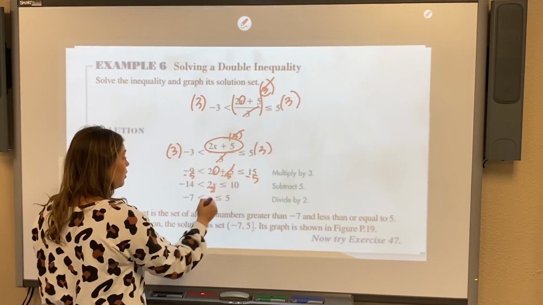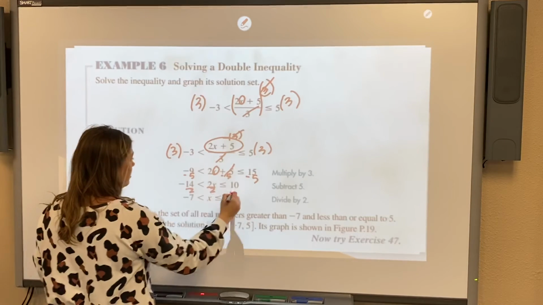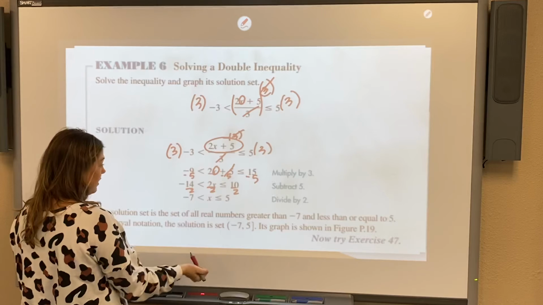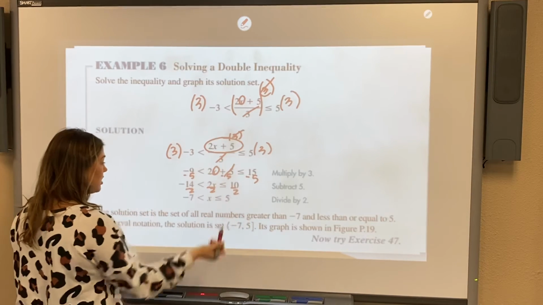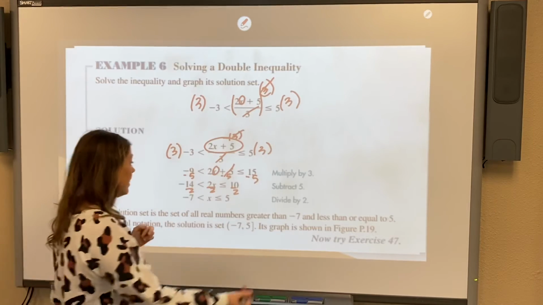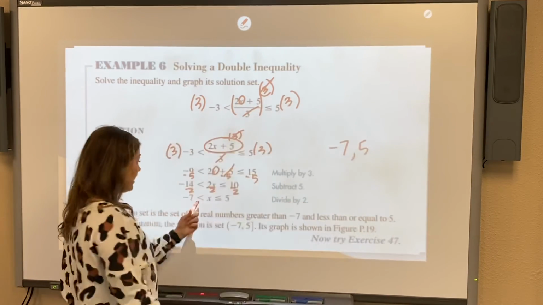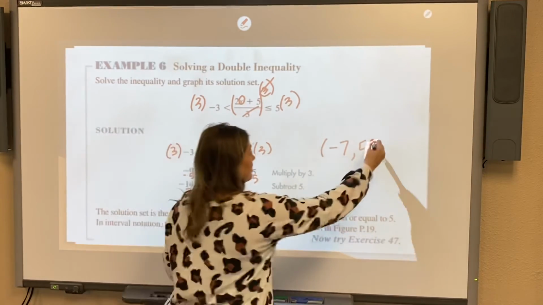Still want to solve for x. We divide by 2. 2 is positive, so we're good. We don't have to flip anything. Divide by 2, divide by 2. So negative 14 divided by 2 is negative 7, which is less than x, which is less than or equal to 10 divided by 2, which is 5. Okay, so your solution set is between negative 7 and 5. Okay, negative 7 is not included, but 5 is included.